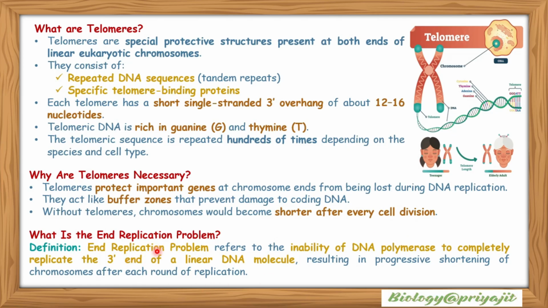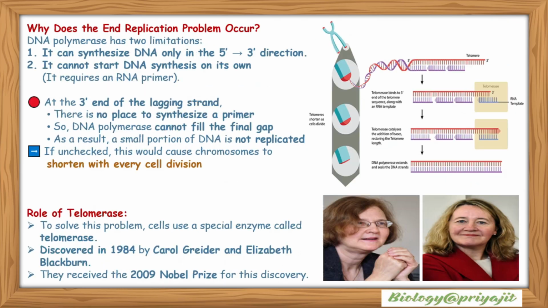What is the end replication problem? The end replication problem refers to the inability of DNA polymerase to completely replicate the 3' end of a linear DNA molecule, resulting in progressive shortening of chromosomes after each round of replication. So the question is, why does the end replication problem occur?